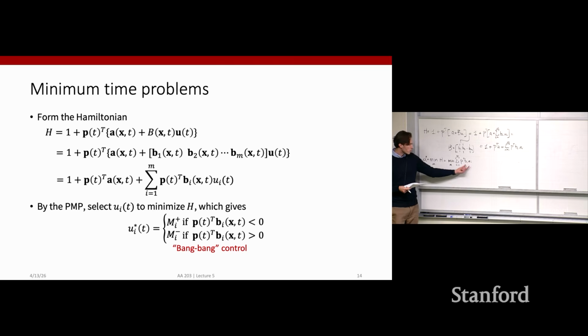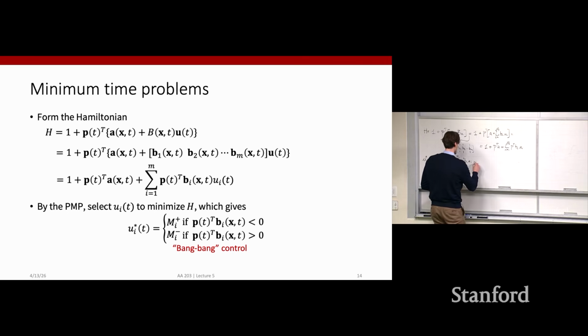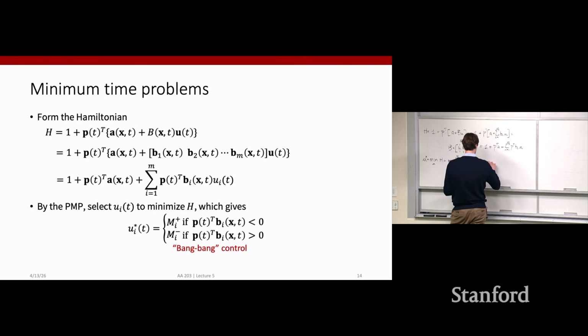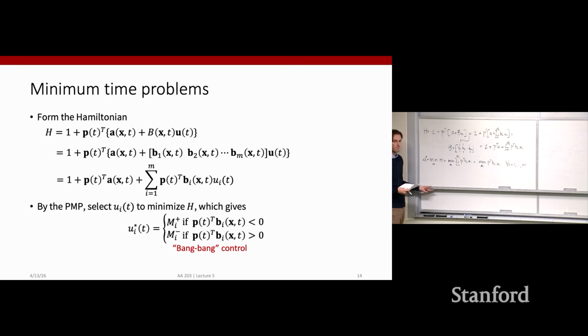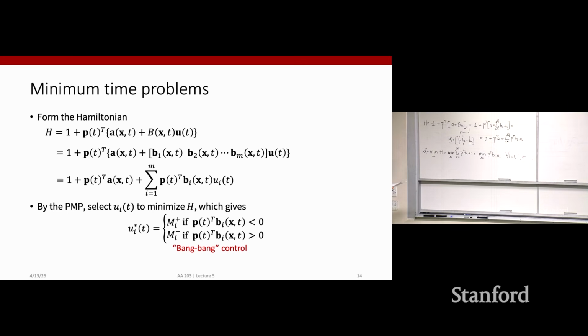Now, the controls are something that we pick, and these are independent, according to our problem formulation, across M. And so minimizing the summation is essentially equivalent to minimizing the individual summation terms for all i's that go from 1 to M. So this maps to minimizing over u_i of P transpose B_i u_i for all i's from 1 to M. Okay, does this make sense?